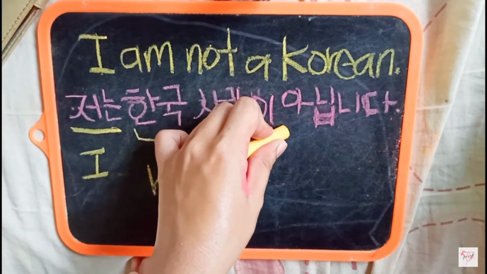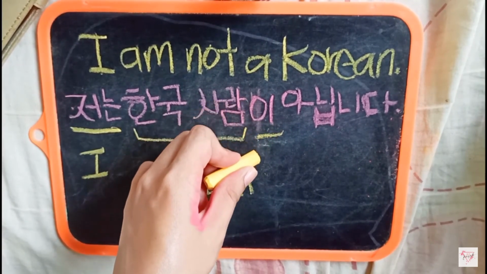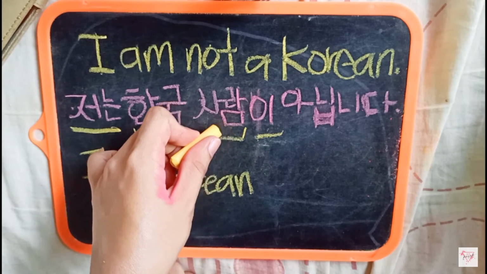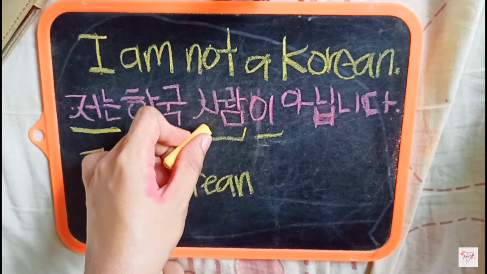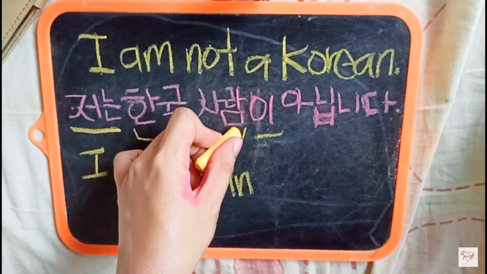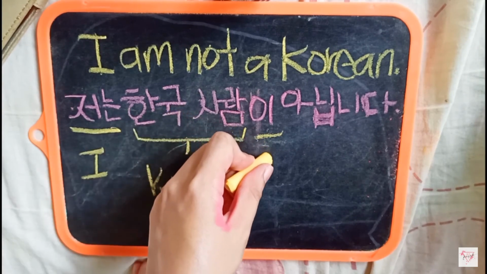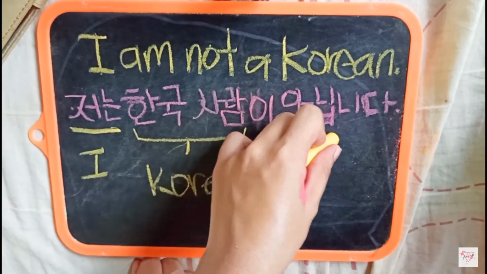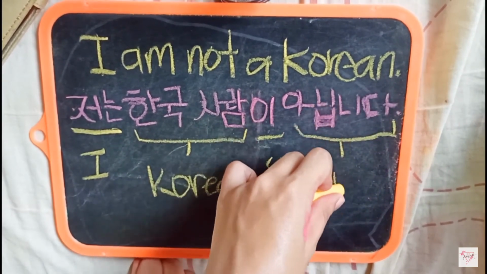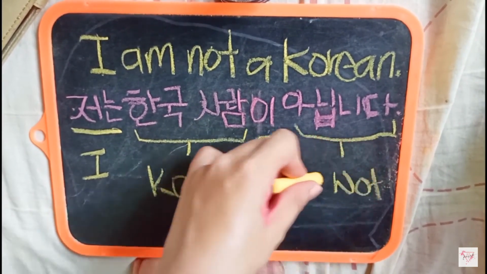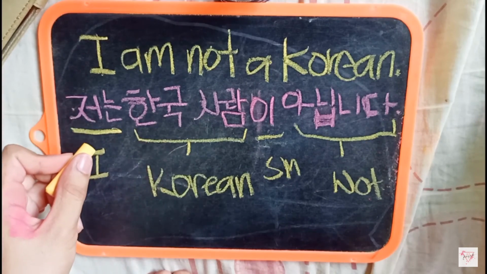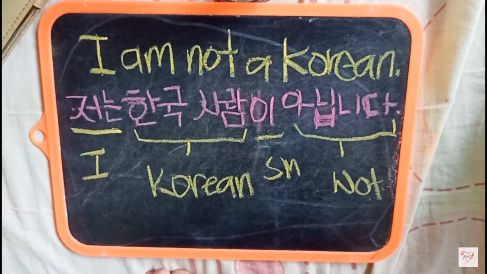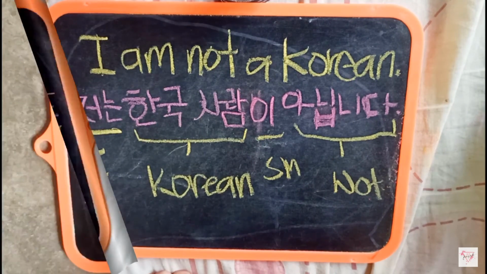And then, i, ito pong i, yan yung ating subject marker particle. I ang ginamit natin kasi yung Korean po, yung Hangeul Salam ay nagtatapos sa consonant. I is subject marker and then animnida means not. Ganyan po sabihin ng I am not a Korean. Chunun Hangeul Salam i animnida. I am not a Korean.